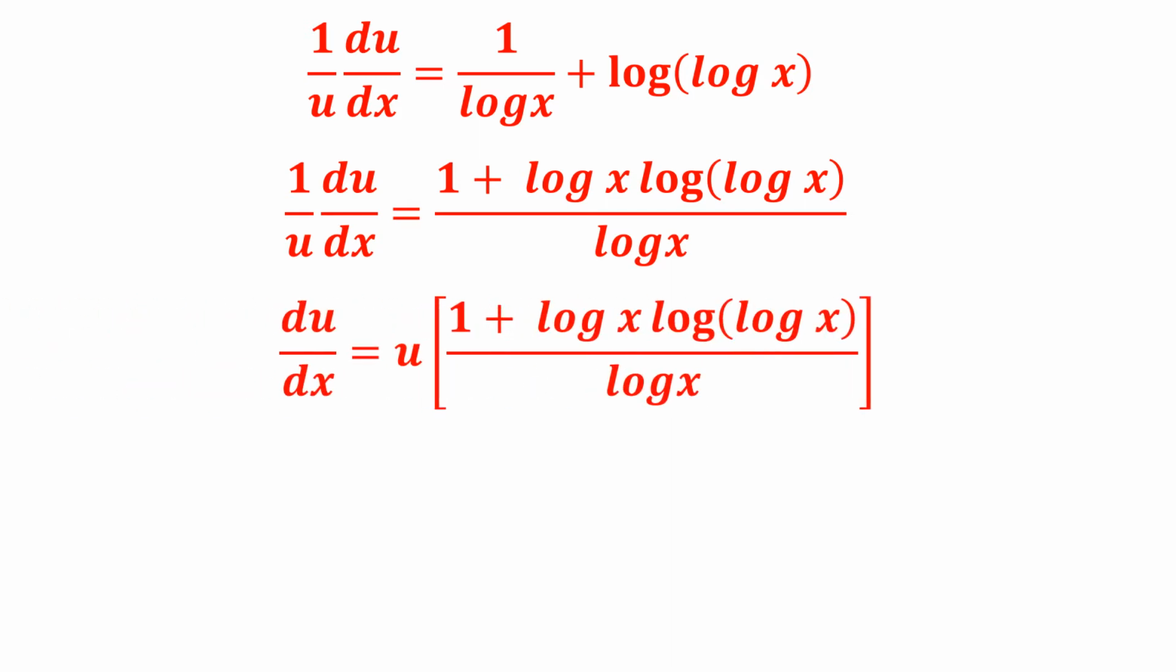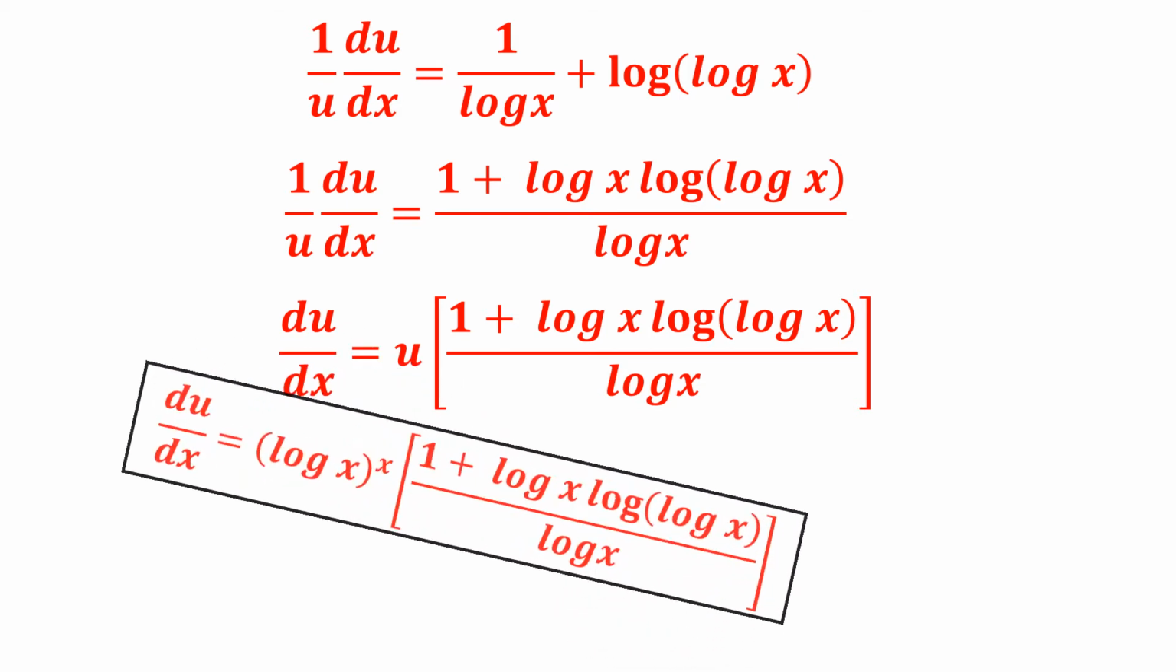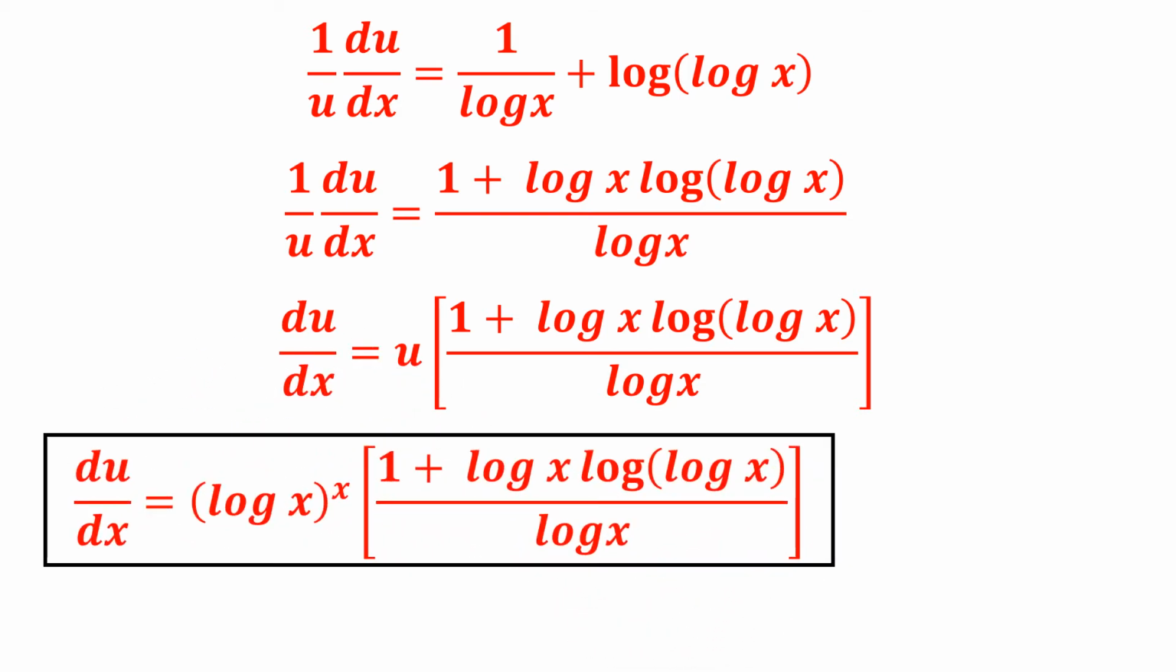Now push that u to the right hand side, multiply by u. U is nothing but (log x) whole power x. I am substituting it, multiplied by 1 plus log x into log of log x by log x. This is equation number 2. We have found du by dx now. We have kept it in a simplified fashion.